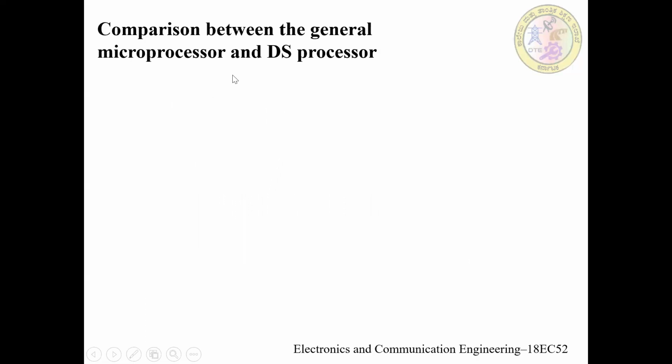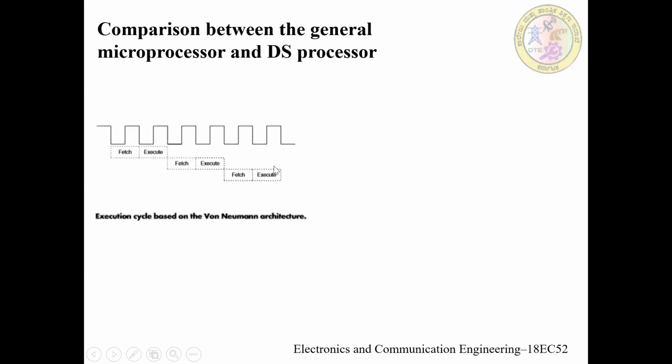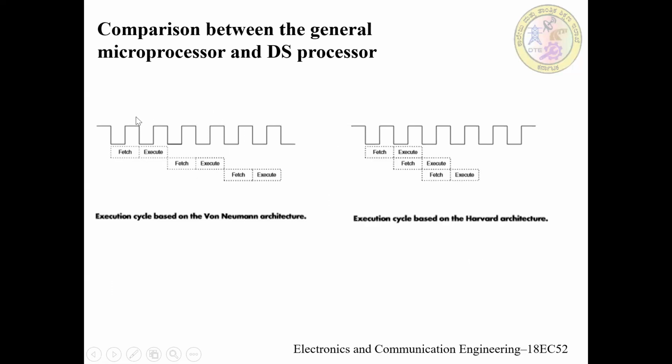So if we compare the general microprocessors and digital signal processor, then observe here our general purpose microprocessor is based on von Neumann architecture, but our digital signal processor is based on Harvard architecture. In von Neumann architecture, we can observe here that there is a shared memory or common memory for program as well as data.